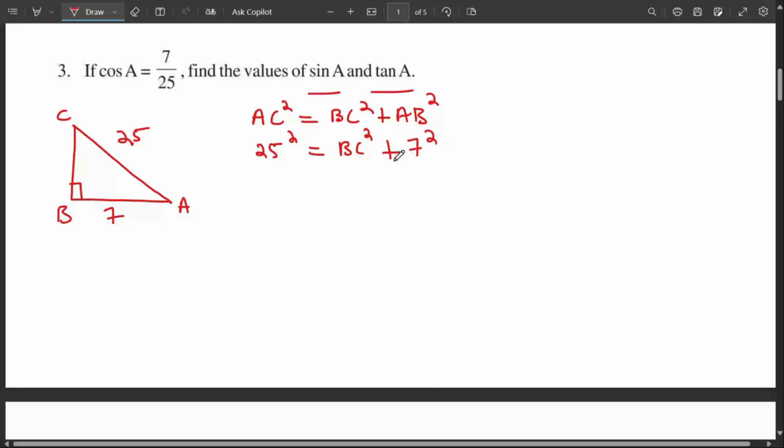So 7 square. So this implies BC square is equal to 25 square, which is equal to 625, minus 7 square, which is equal to 49. So 625 minus 49 is equal to 576. So BC is equal to square root of 576. So once again, to find out the square root of 576, we have to make use of prime factorization.